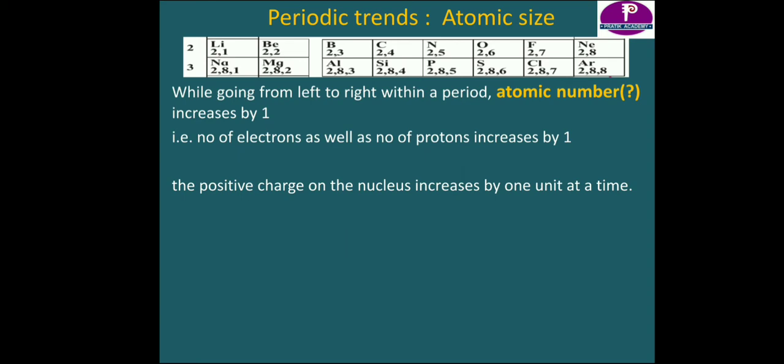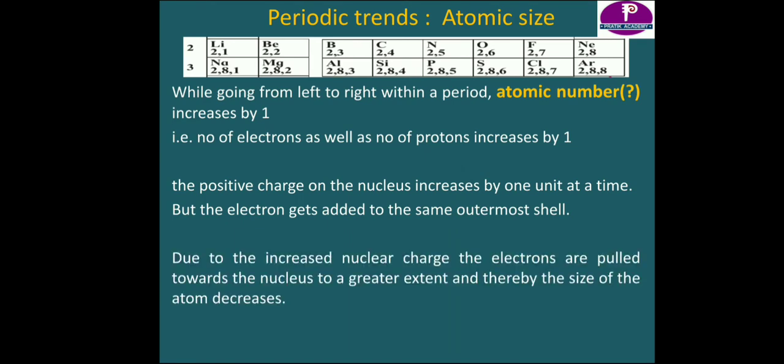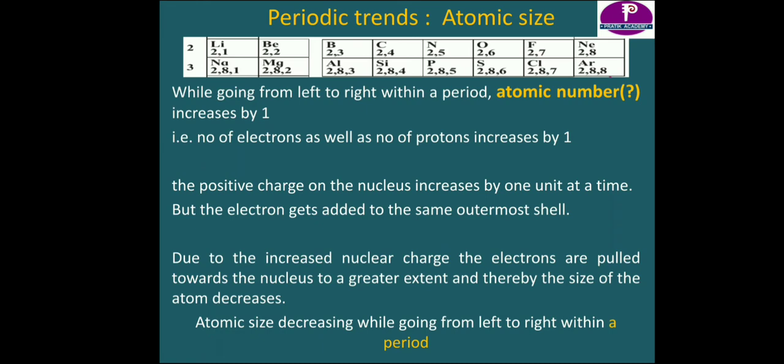As the number of protons in the nucleus increases, the positive charge in the nucleus of that atom increases continuously, and this large positive charge attracts the outermost shell electrons with greater force. So due to this greater force, the size of the atom decreases from left to right.